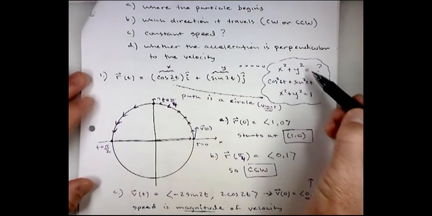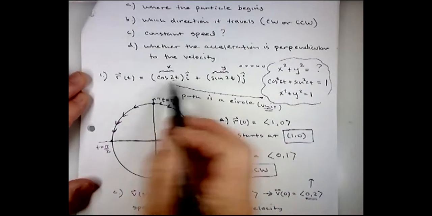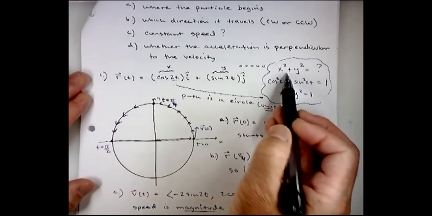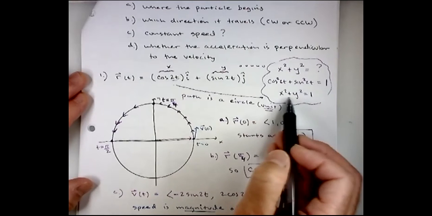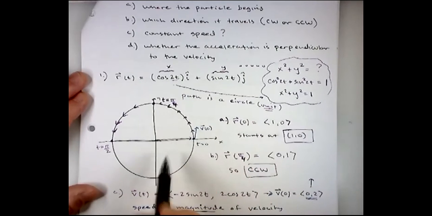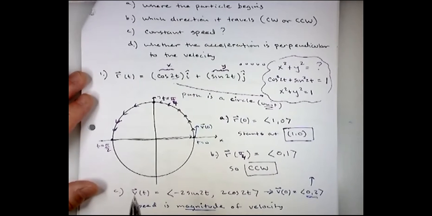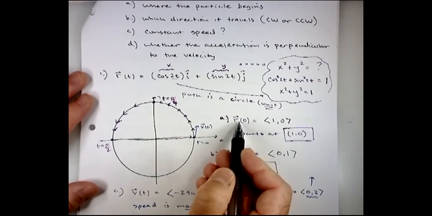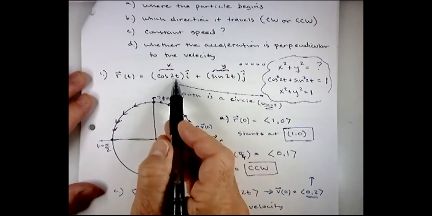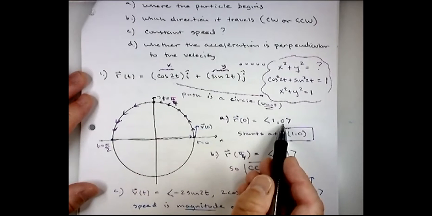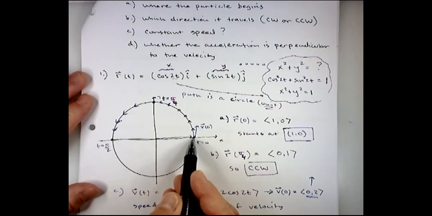Now, recall, why is this a circle? Well, if you took x squared plus y squared, you would get cosine squared plus sine squared, which we know equals 1. So this is just tracing out a unit circle. Where does the particle begin? That would be when t is 0. If I plug in 0 for t, I get the vector 1, 0. So that tells me my initial location of my particle is right there, right along the positive x-axis.